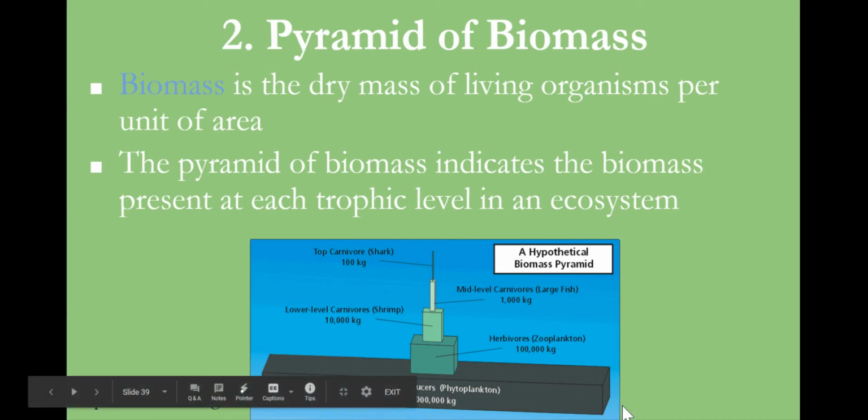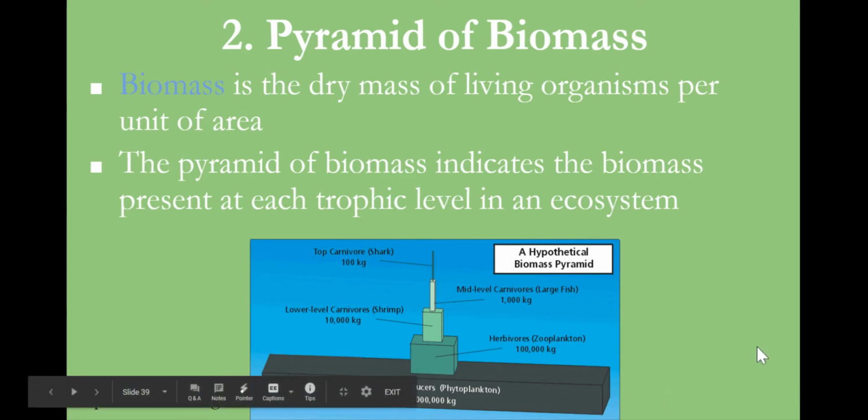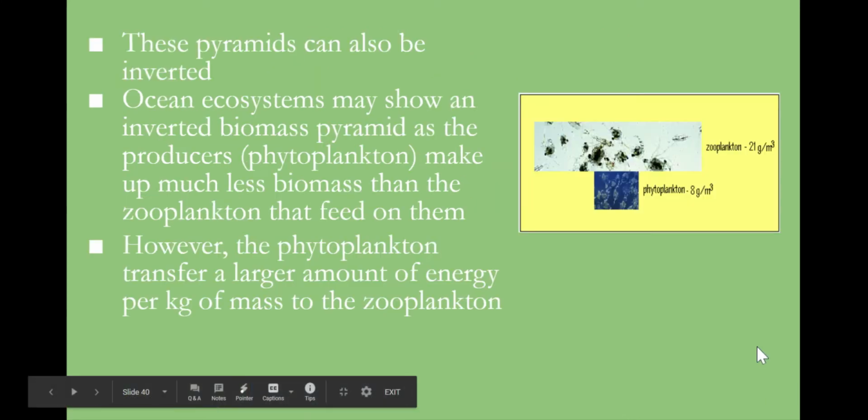So we have phytoplankton here. We could have a million kilograms of phytoplankton. For our herbivores or zooplankton, we could have 100,000 kilograms. Lower level carnivores, such as shrimp, could be at 10,000 kilograms. Mid level carnivores at 1,000, whereas our very top carnivore, the shark, could be at 100 kilograms. So it's the actual overall mass that exists in that pyramid.